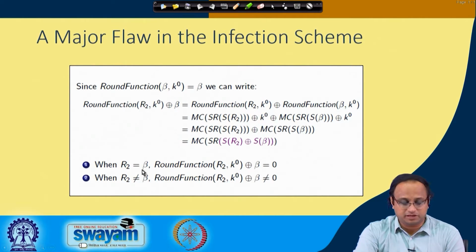But then we observe that if R2 is equal to beta, then these two things will be the same, and therefore this result will be 0. So you will have exactly what you want, which is 0 in this case, and there is no contamination which happens because of this. But if R2 is not equal to beta, then this value will result in a non-zero value, because R2 and beta not being the same, S of R2 and S of beta will also not be the same, because the S function is bijective in case of AES.